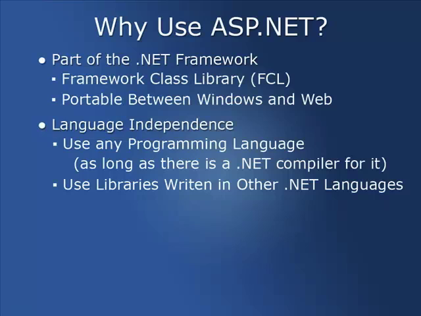The second part of language independence is the ability to use libraries written in other languages. When you compile your code, the compiler compiles your code into an assembly. Now there are two different types of assemblies, and they are used to deploy your applications. The first type of assembly is an executable assembly, and they usually have an extension of exe.